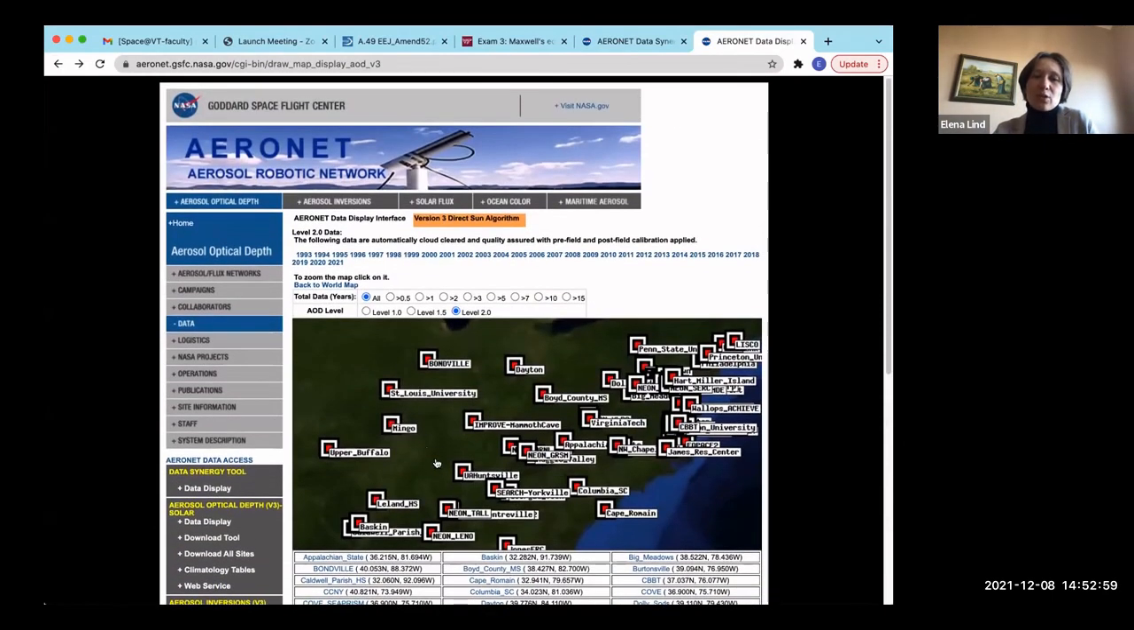In addition to this, we also have a ceilometer on our roof. We have a full sky camera. It's not as easy to get to them right away. I should have probably opened them.